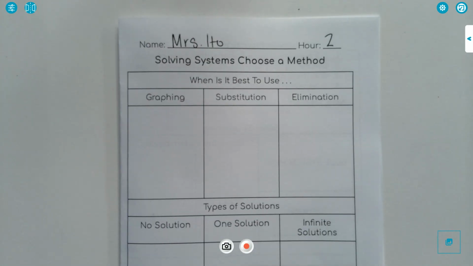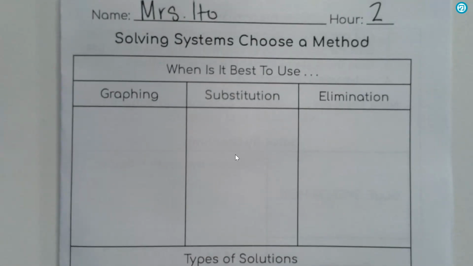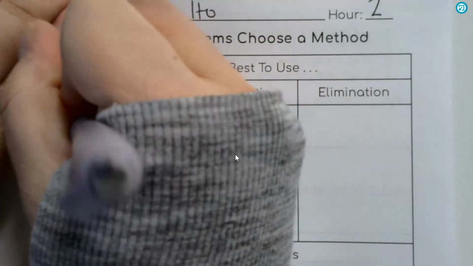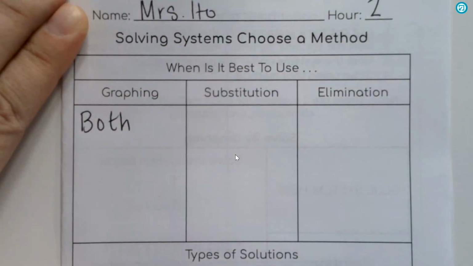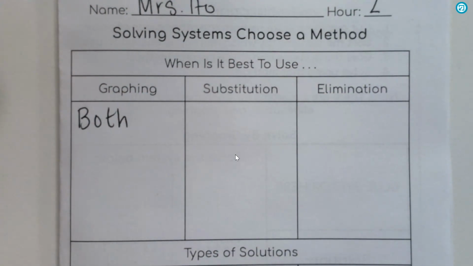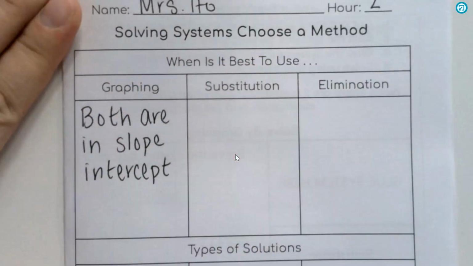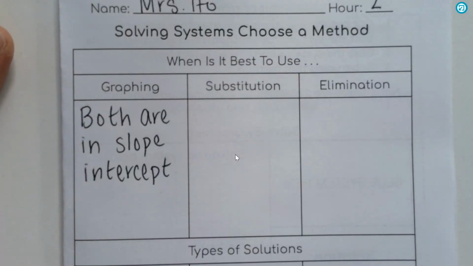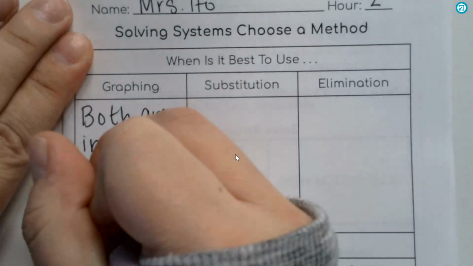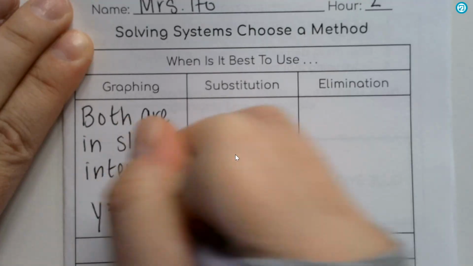It is most convenient to use graphing when both of our equations in a system are in slope-intercept form. What is slope-intercept form? Guys, we spent a whole unit on this. Thank you, Cassie. y equals mx plus b. So when both of your equations are y equals mx plus b.